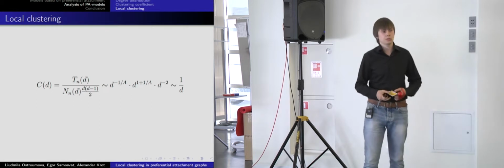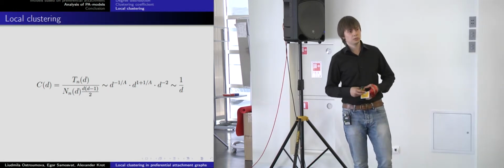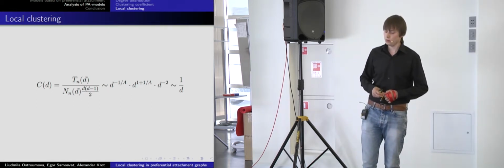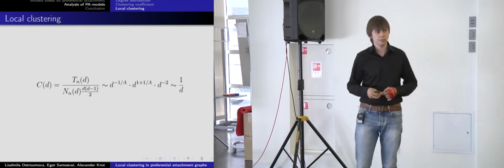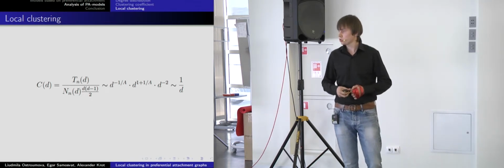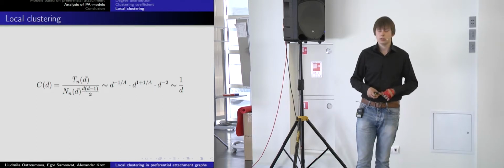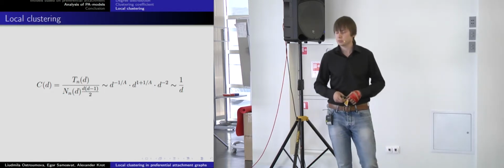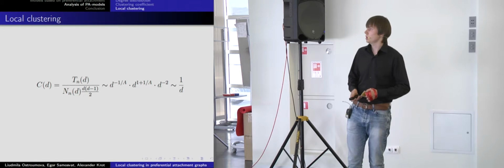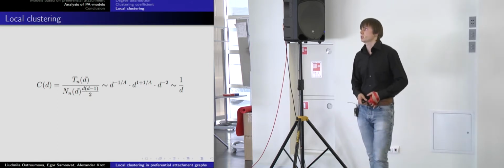And it's very interesting because in real networks, we have a power law distribution of the local clustering coefficient. And now we have a power law distribution, but only with the parameter equal to 1.